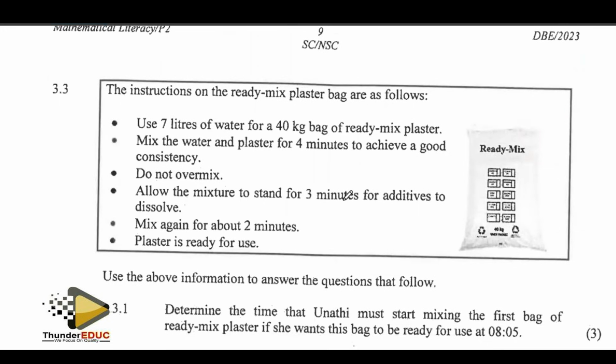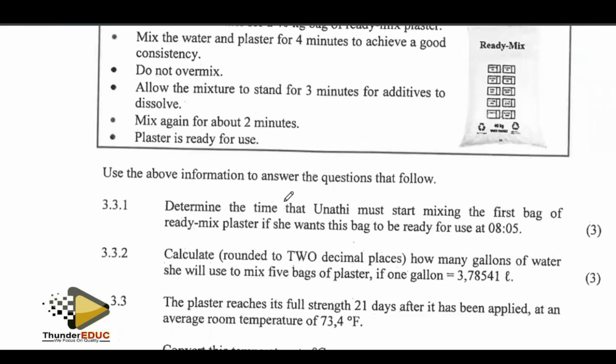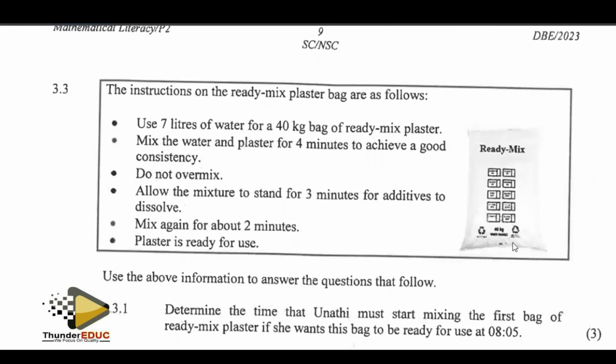Question number 3.3.1 says determine the time that the owner must start mixing the first bag of the ready mix plaster if she wants this bag to be ready for use at 8:05. We're going to analyze how much time we need. Mix the water and the plaster for 4 minutes. Do not overmix. Allow the mixture to stand. You need 3 minutes more. Then mix again about 2 minutes.